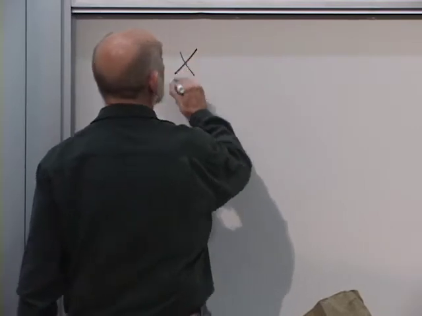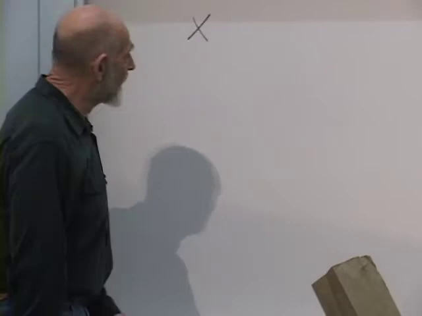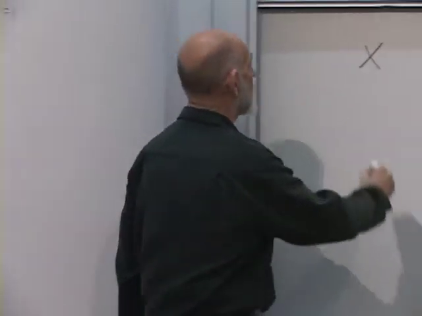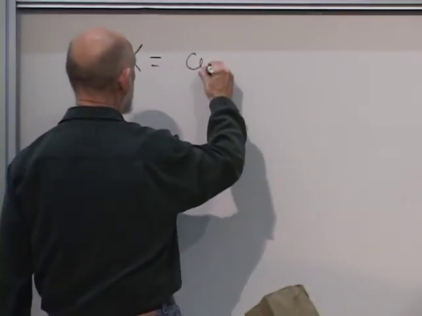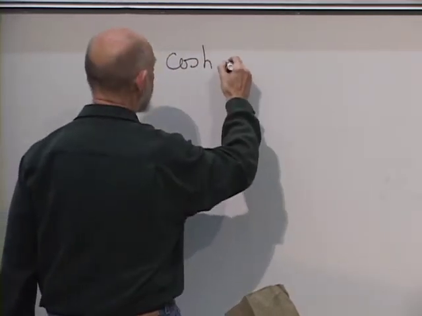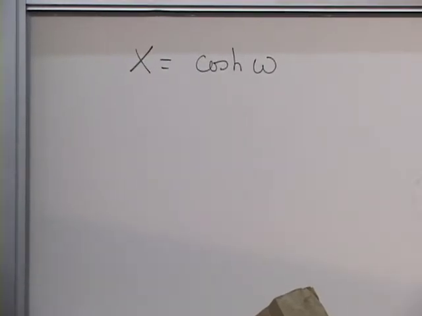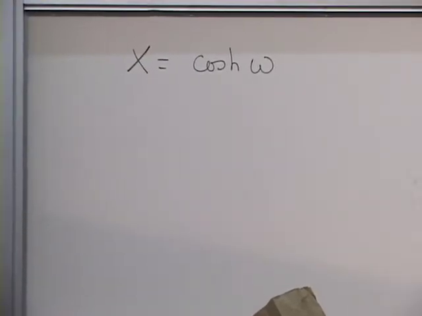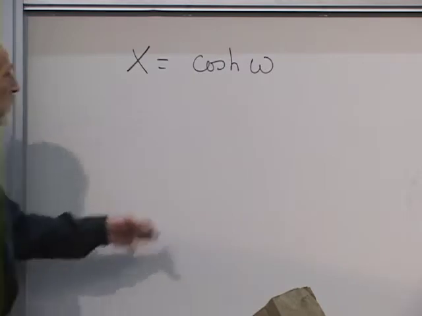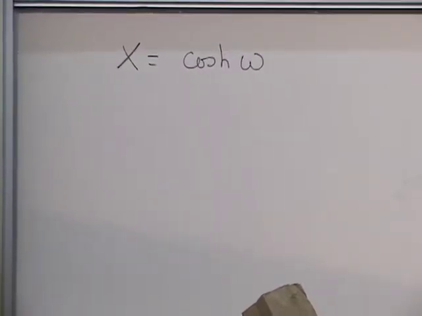X, I go up to the top there, x equals rho cosine theta. We're going to replace that by x equals rho hyperbolic cosine theta, but not theta. We'll call it omega. That's a standard terminology for a hyperbolic angle. I'm going to tell you more about hyperbolic angles as we go along, if you've forgotten, but let's just write down the equations on the blackboard.